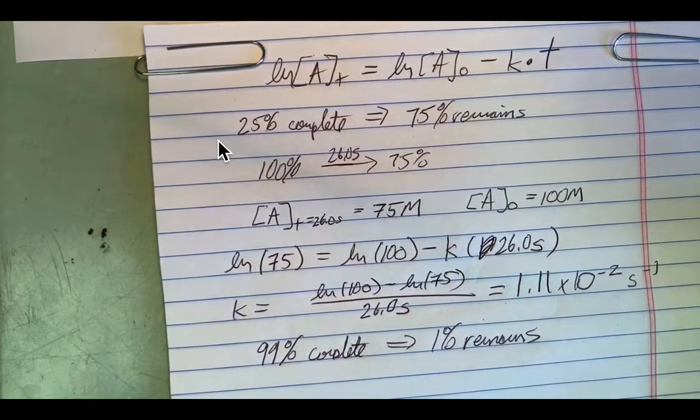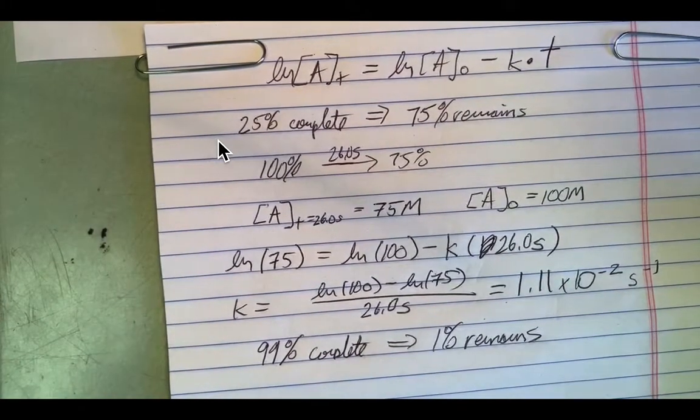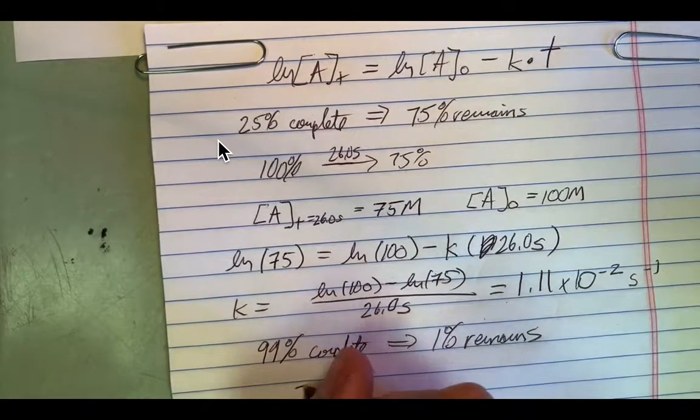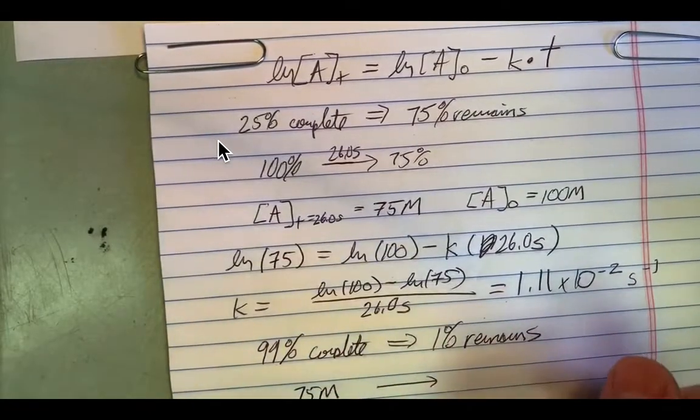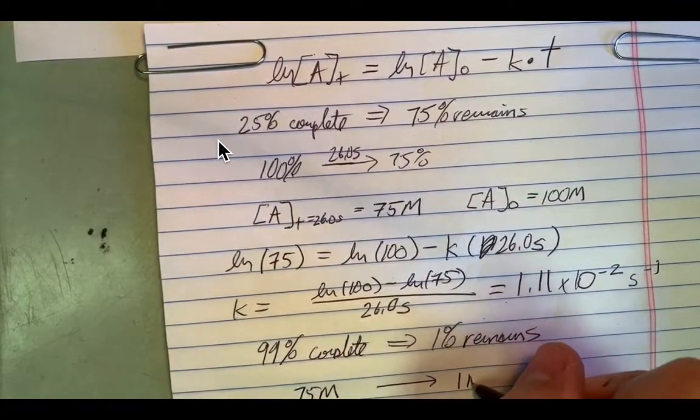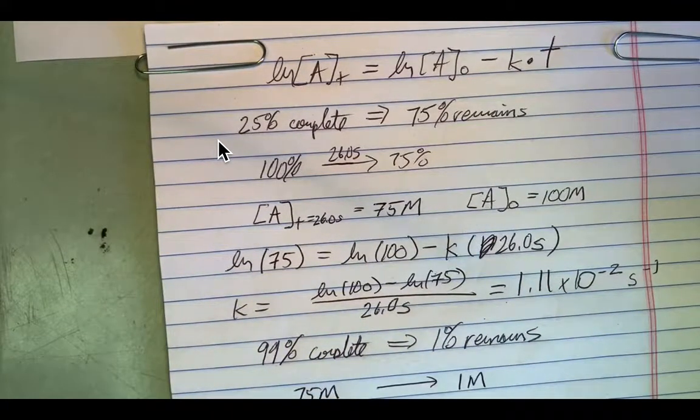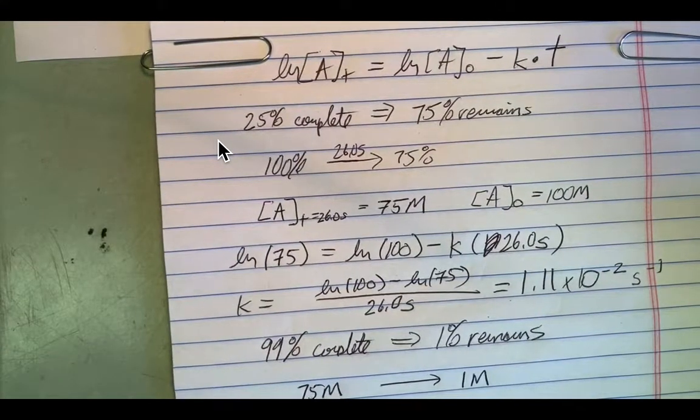Since the question asked how much longer this would take, it's asking how long it takes to get from 25% complete to 99% complete. Well, at 25% complete, we said it was 75 molar, and this we'll just call 1 molar. We're going from 75 molar to 1 molar. Again, our equations are not going to care.